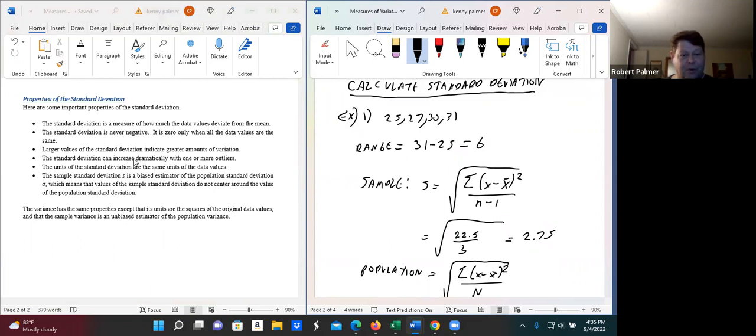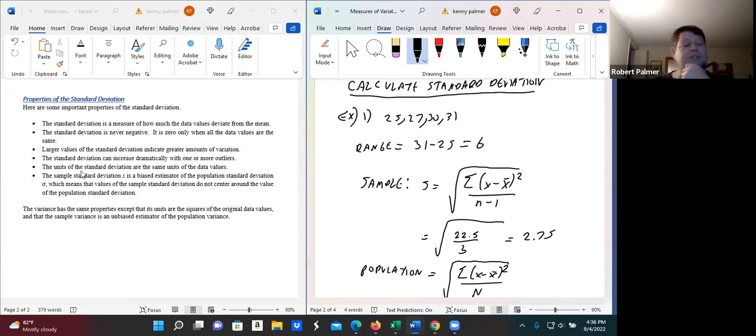It says it's only 0 when all the data values are exactly the same. So if we had a population with all the data values being exactly the same, your standard deviation would be 0, and that makes sense. In that case, there'd be no variation at all. Large values of the standard deviation indicate greater amounts of variation. That can happen because of an outlier like we saw, or just more variation in the data.